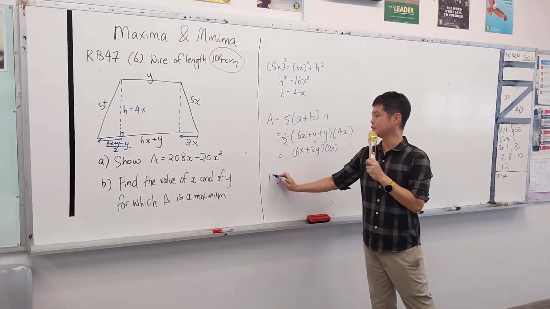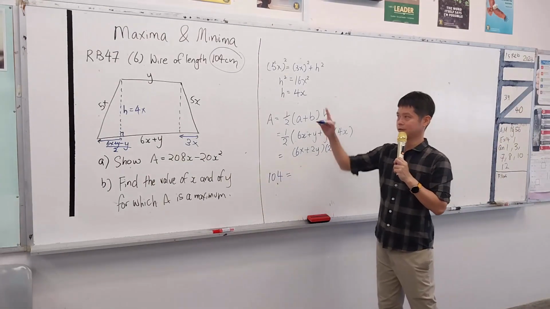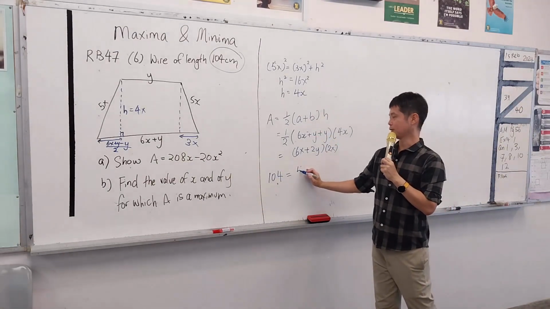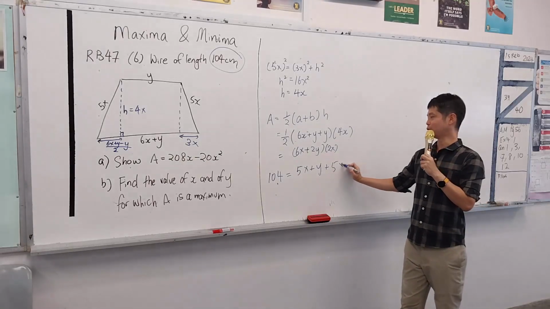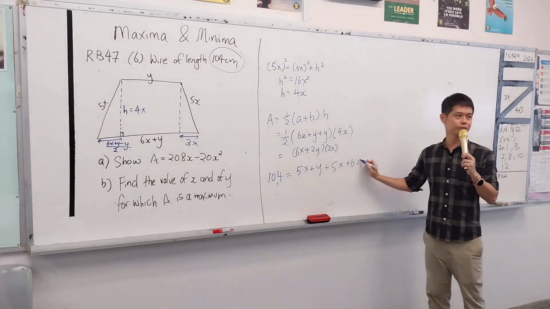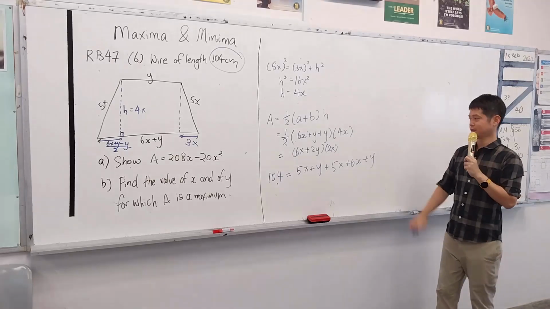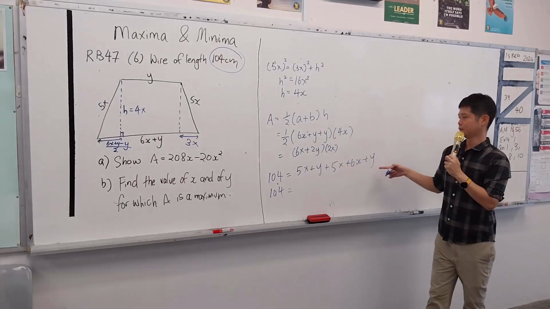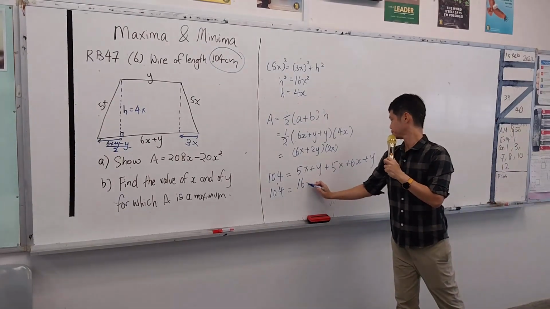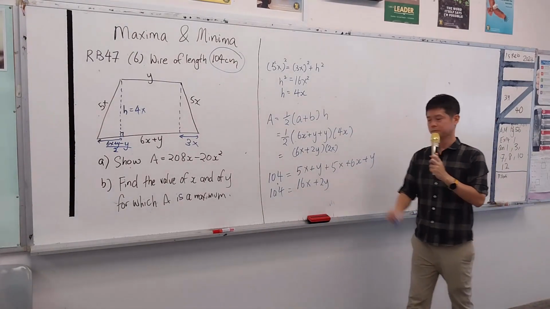So the perimeter, 104, this is the perimeter. Actually, I write it down slowly for you. You can do it mentally, but for your sake, I write it down slowly. Okay? So 104 equals 16x plus 2y.